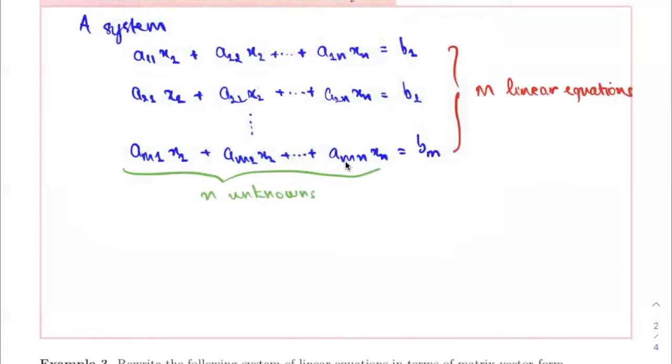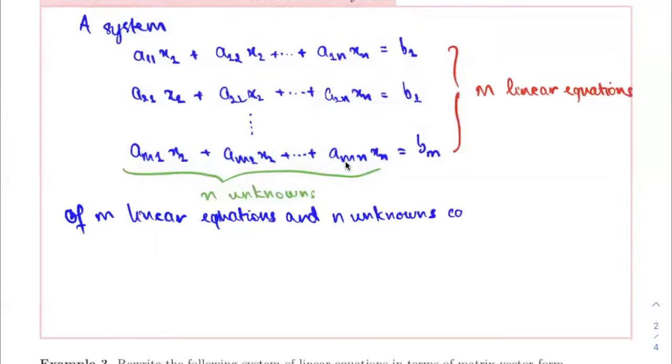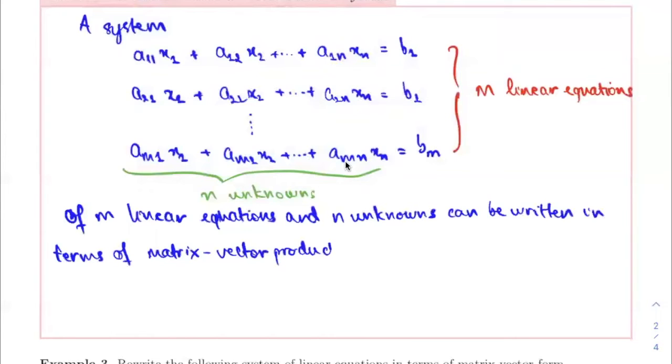Okay, so a system of this form of m linear equations and n unknowns can be written in terms of matrix vector product as follows.